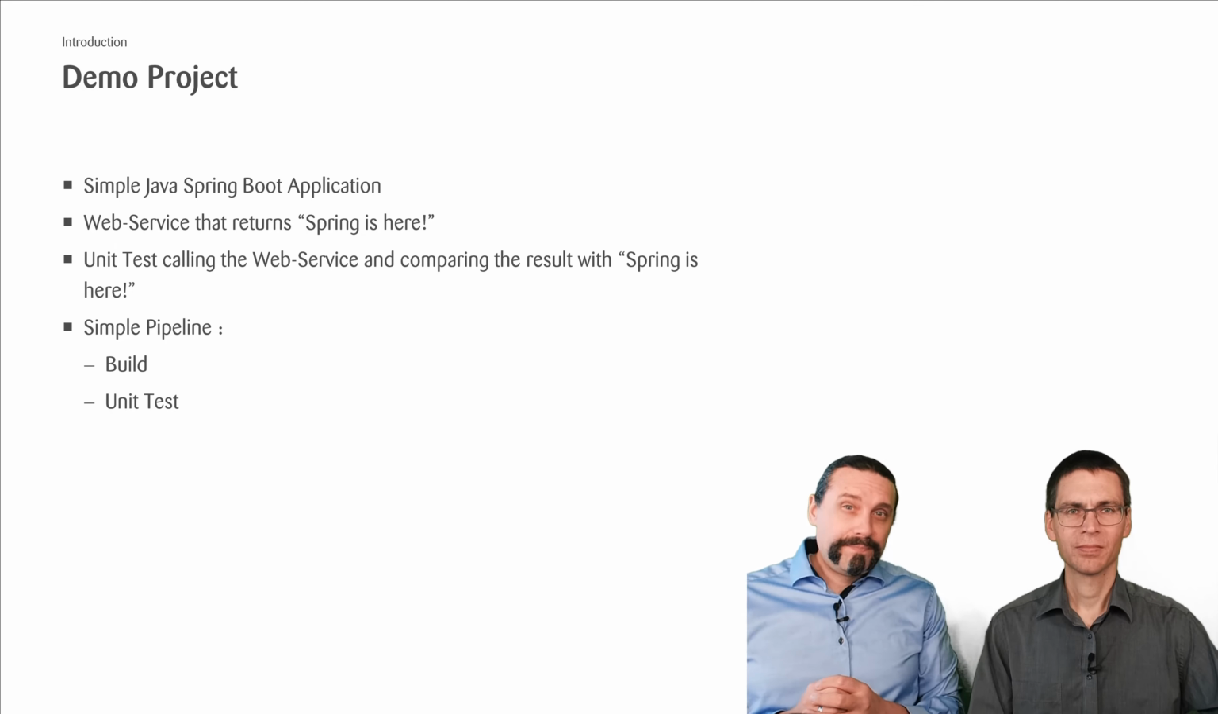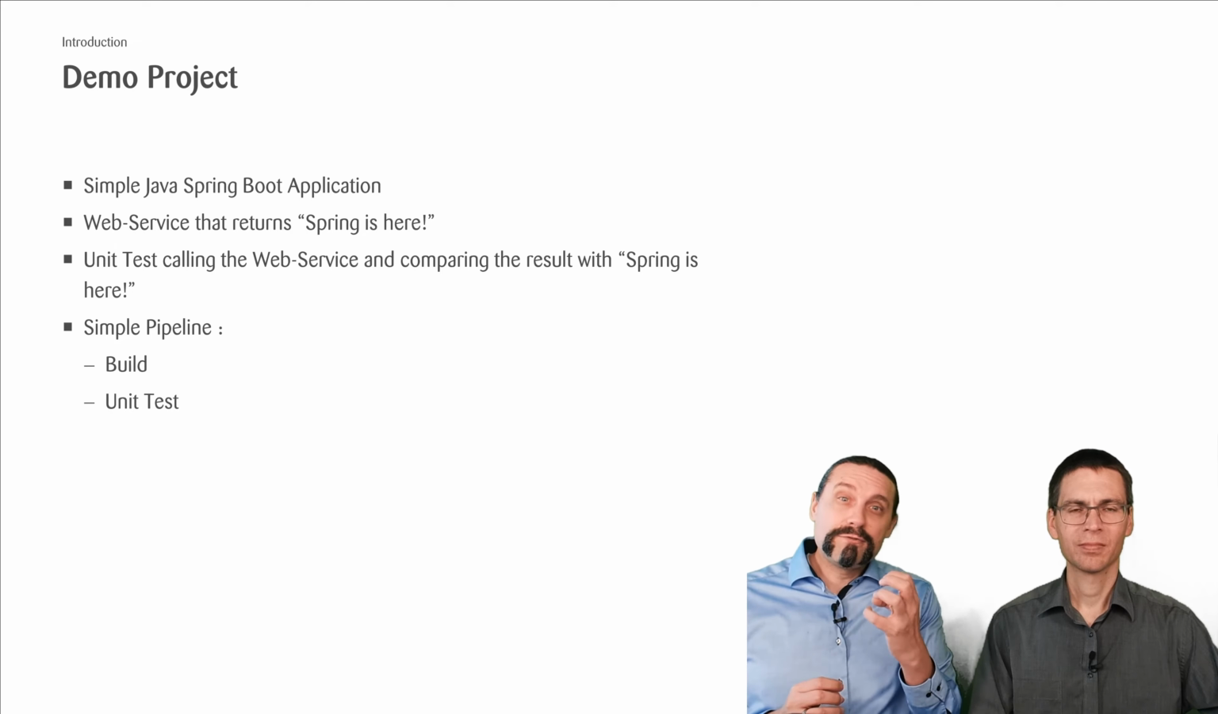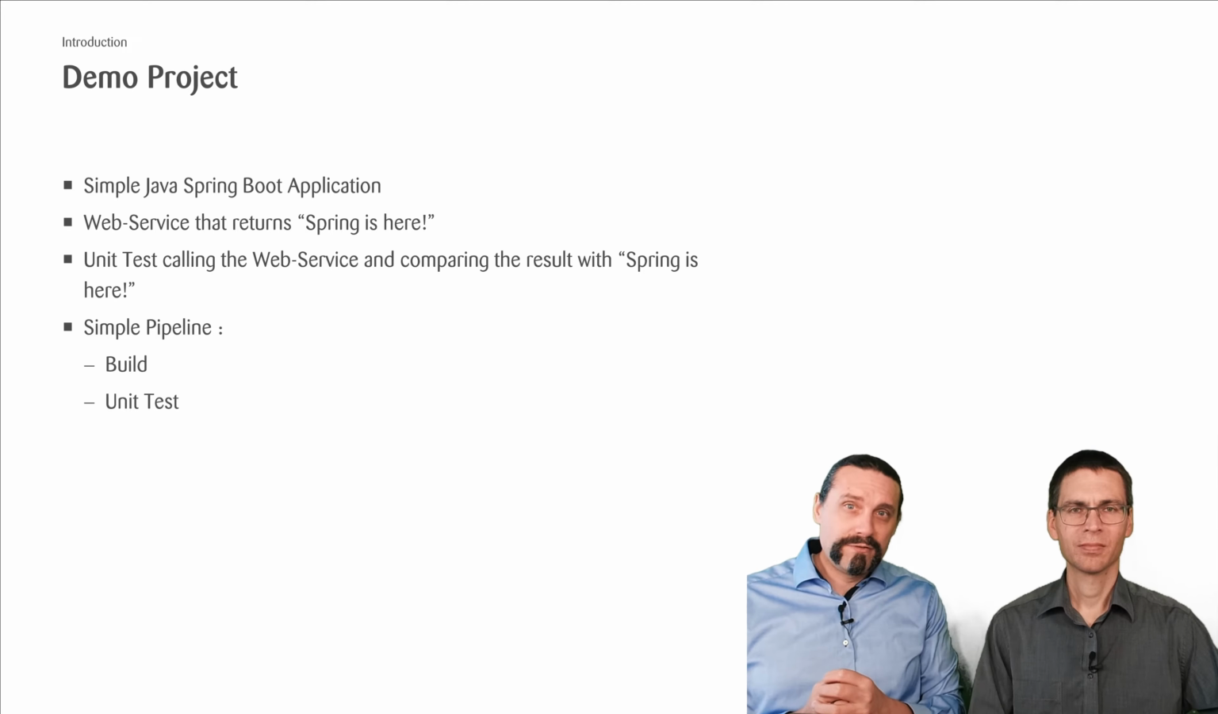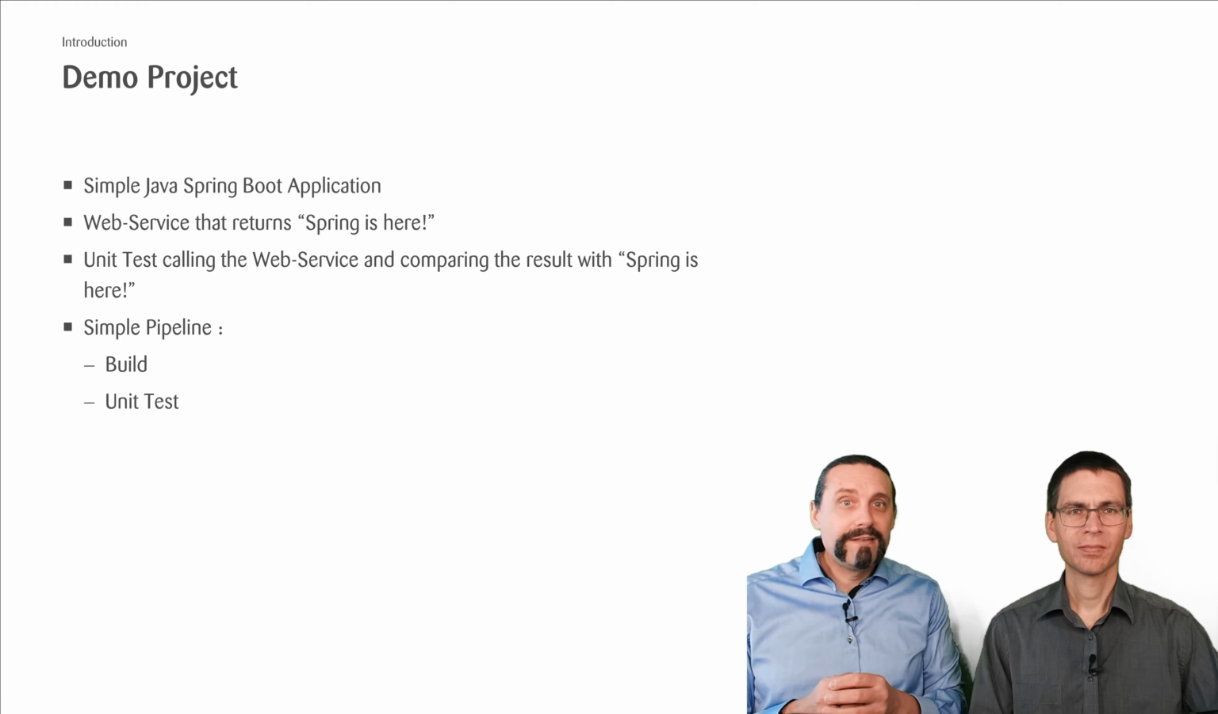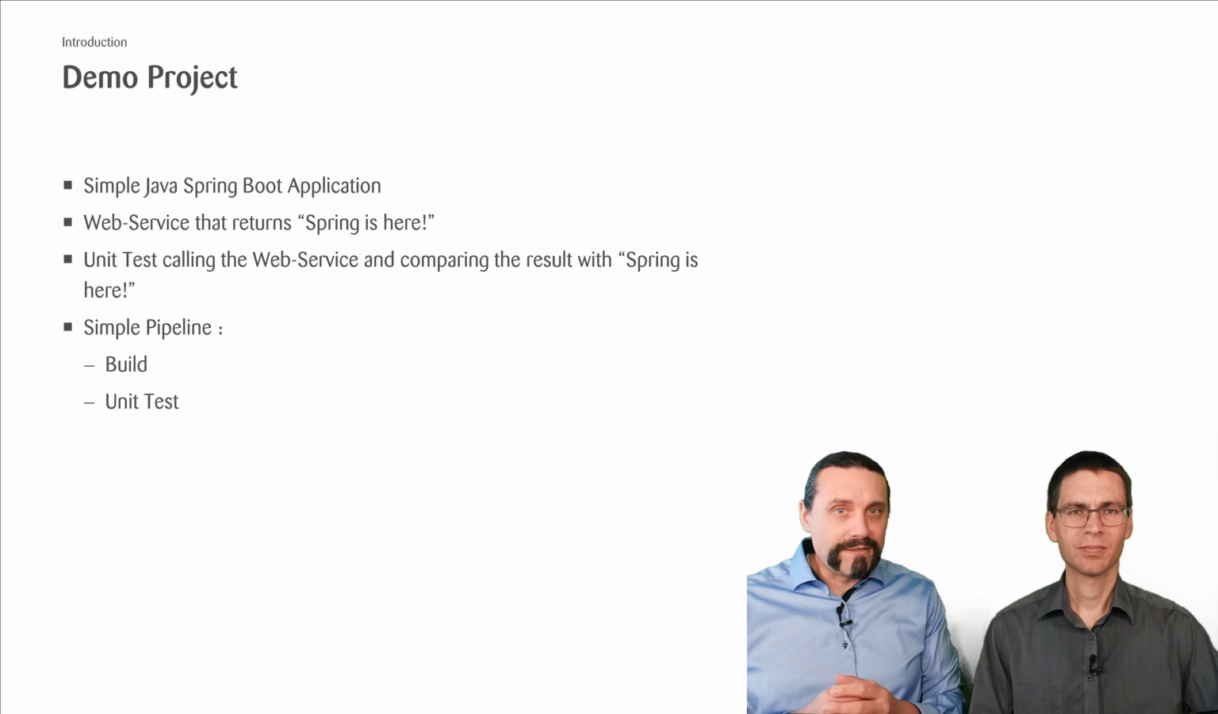Therefore, in this video, we are going to take the source code for this Java Spring Boot application and set up in GitHub a build pipeline where this code is built, and then another action where we are going to execute the unit tests.